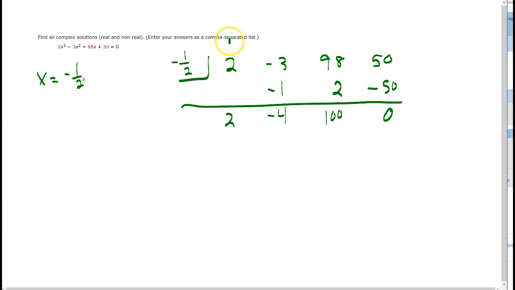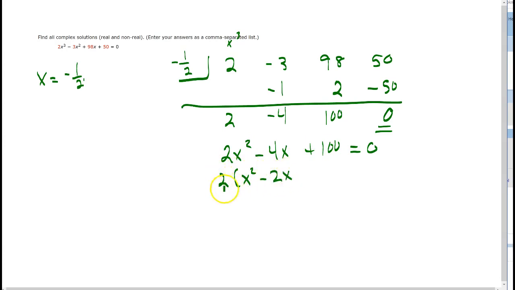So what's left? Well, remember this was an x cubed, so this is going to make this a 2x squared minus 4x plus 100, and my remainder is 0, which it should be if negative 1/2 is a zero. So we're going to look at this and see if we could factor it. But the first thing we'll do is greatest common factor. Let's just make it a little easier by factoring out that 2, because I can factor that out of everything.